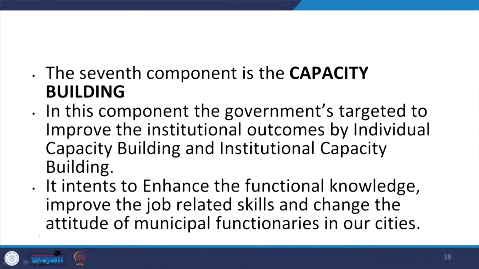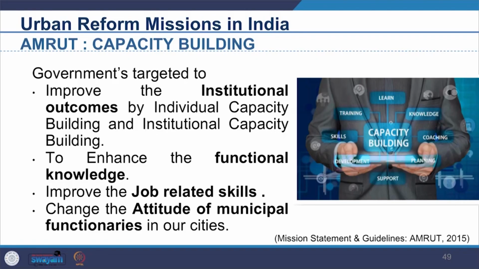The seventh component is the capacity building. In this component, the government targeted to improve the institutional outcomes by individual capacity building and institutional capacity building. It intended to enhance the functional knowledge, improve the job related skills and change the attitude of municipal functionaries in our cities.